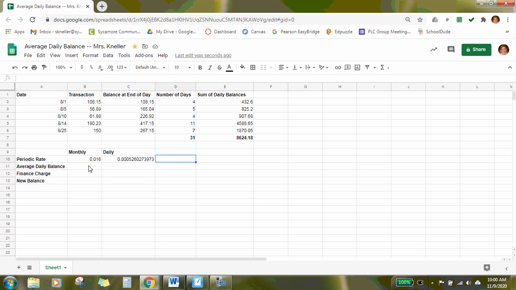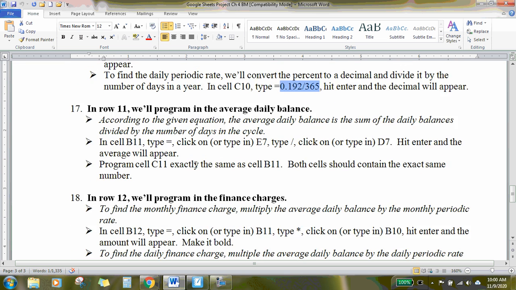Okay. All right. Now for our average daily balance, we have our total for the month here up in E7. We bolded that previously. And now we're going to have to divide that by 31 to get our average daily balance. So this is our total. You divide it by the number of days, that's your average. You all know how to find averages, okay? So that's the next step in our directions.